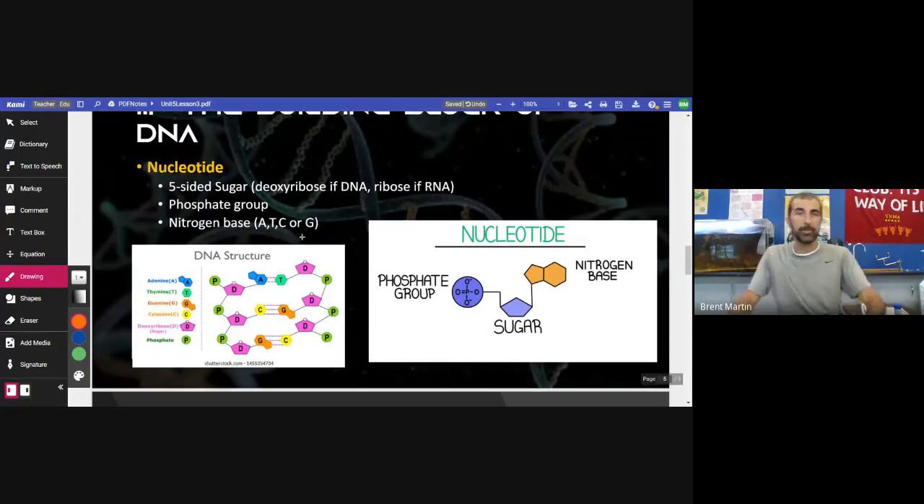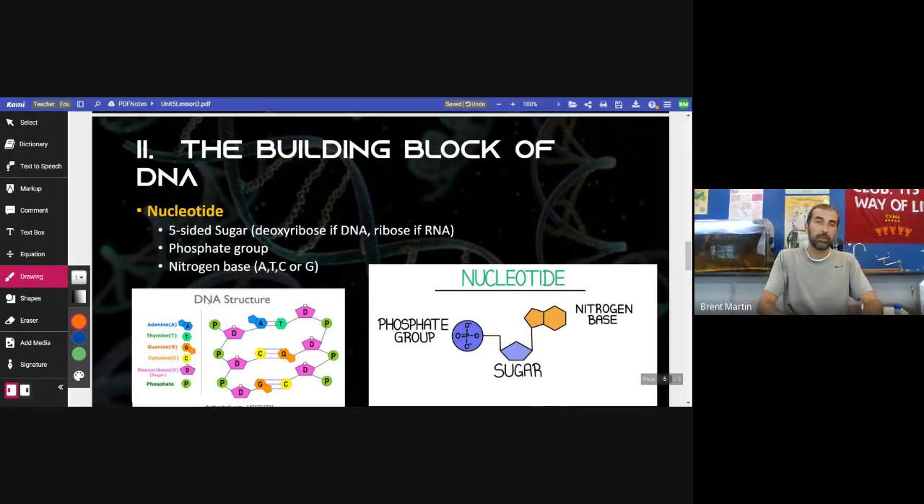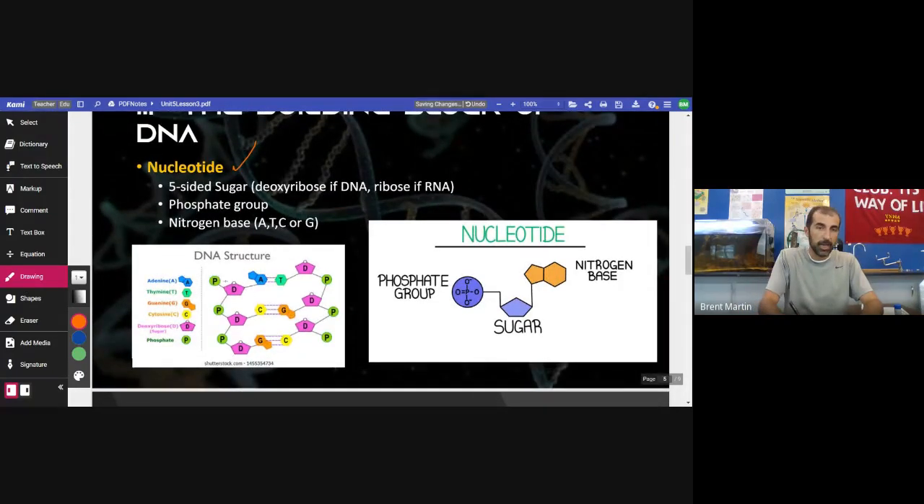Again, this is about the building block of the DNA. It is a nucleotide. You should remember I told you it had a 5-sided sugar. So all of these that I'm circling are 5-sided sugars. If this is DNA, it is deoxyribose. Remember, all sugars end in -ose. If it's RNA, it would be ribose.